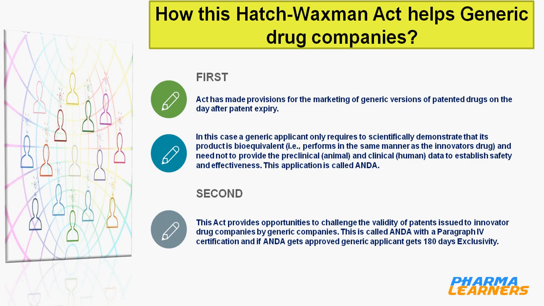Second, this Act provides opportunities for generic companies to challenge the validity of patents issued to innovator drug companies. This is called an ANDA with a Paragraph 4 certification, and if the ANDA gets approved, the generic applicant gets 180 days exclusivity.